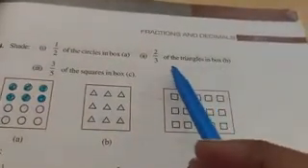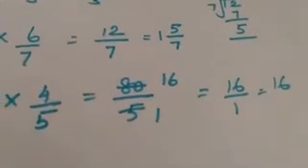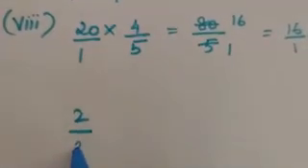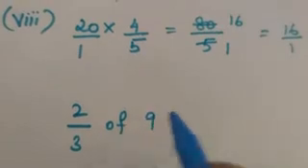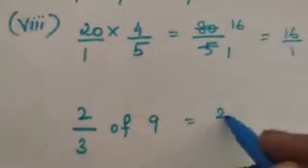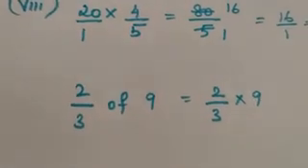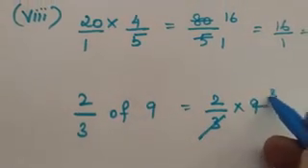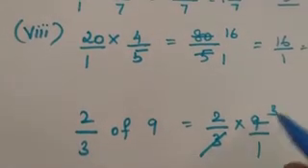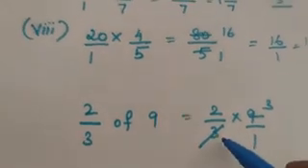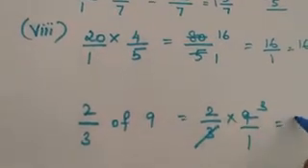And the next question: 2 by 3 of the triangles in the box. So here you have to check how many triangles are there. 9 are there, right? So out of 9, how much is 2 by 3? That you have to find out. So 2 by 3 of 9. Of 9 means multiplication only. 2 by 3 multiply by 9. We can cancel it diagonally, we can cancel the fraction, right? So 3 threes are 9, and 2 threes are 6.